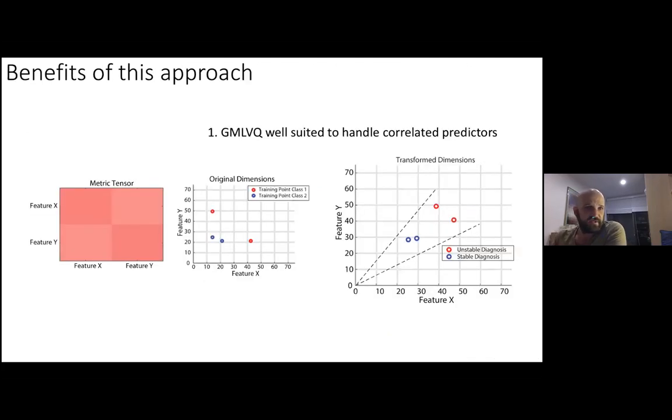So what are the benefits of this type of approach? This classifier is well suited to handle correlated predictors. If you look at this hypothetical scenario in the plot here, the things that separate blue and red are correlated. So an increase in Y and an increase in X will separate the groups. This correlation gets modeled by the off-diagonal terms in this metric tensor. So this term will collapse this angle and improve the classification.